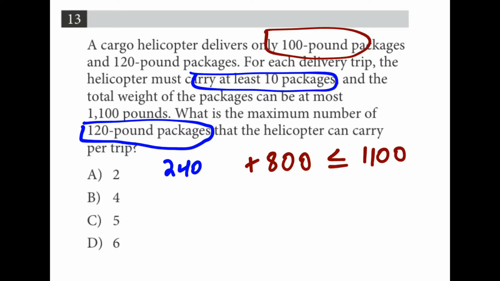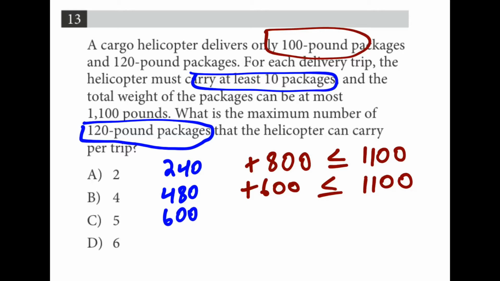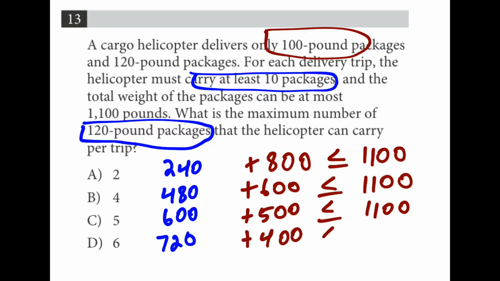And same thing with the next one, number 4. So 4 times 120 would be 480. And there's 6 packages to go, so plus 600. Is that less than or equal to 1100? C, 5 times 120 is 600. And there's 5 packages left, so plus 500 is less than or equal to 1100. And the last one, 6 times 120 is 720. And of the 4 remaining packages, they each weigh 100 pounds.